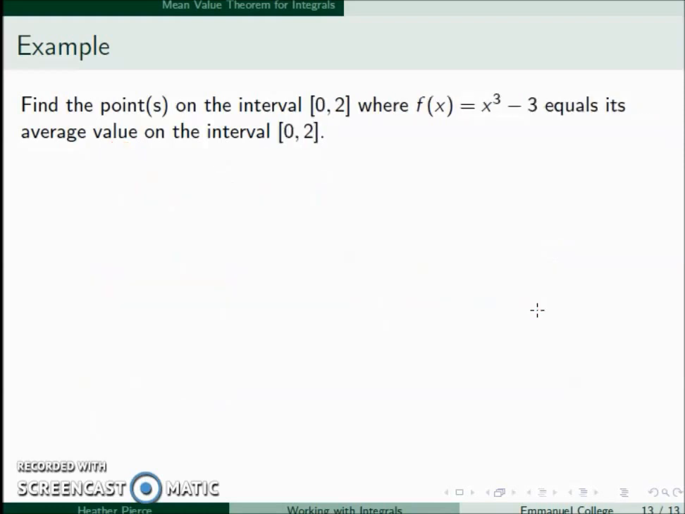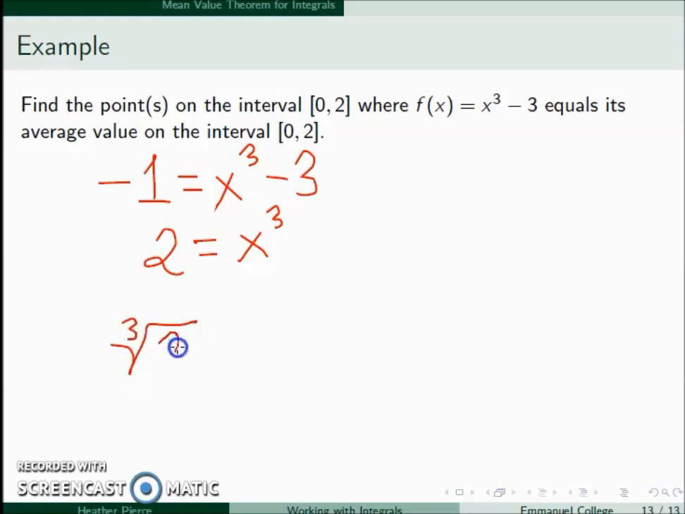Now let's consider this one. We found that the average value of this one was negative 1. So in this case, I have negative 1 equal to x cubed minus 3. If I add 3 to both sides, I get 2 is equal to x cubed. And taking the cube root of both sides gives me that x is equal to the cube root of 2. And it's important to note that this is actually on the interval 0 to 2.